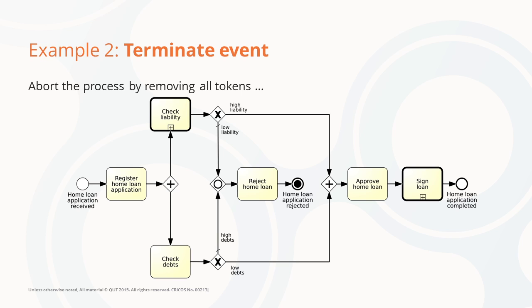So as soon as a token gets to the OR join, it will fire, the home loan will be rejected, and hence the terminate event will be reached, leading to the removal of the other token that was waiting at the doorstep of the end join. So the model will still be behaviorally correct in the sense that there is no token left out once the terminate end event is reached.